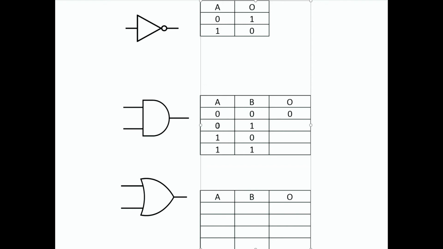You look at this one, are A and B 1? No, they're not, so it's a 0. Are A and B 1? No, they're not. Are A and B 1? Yes, they are.